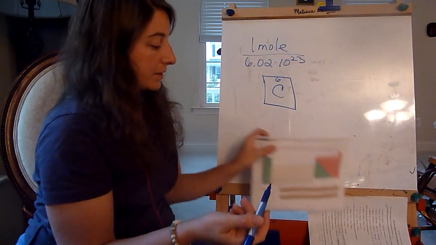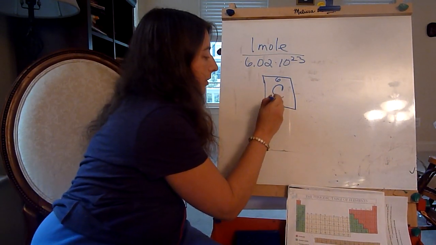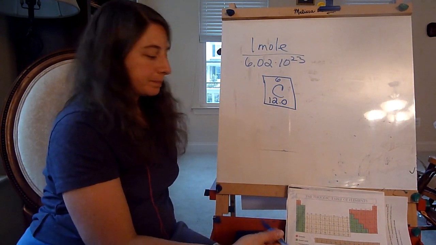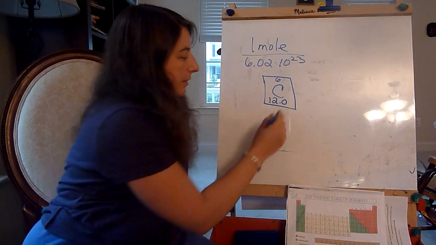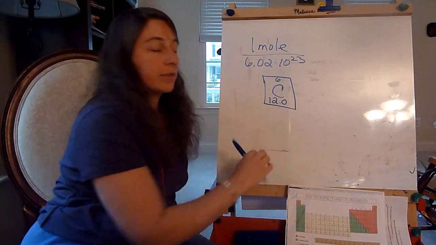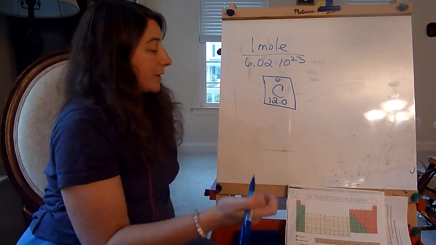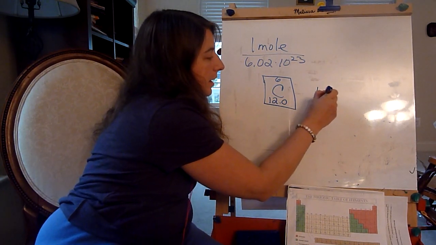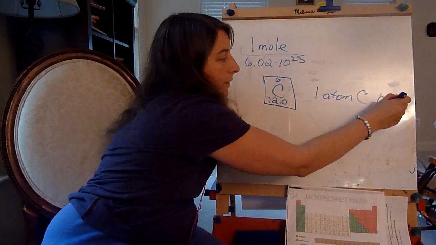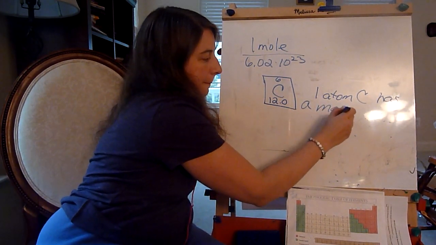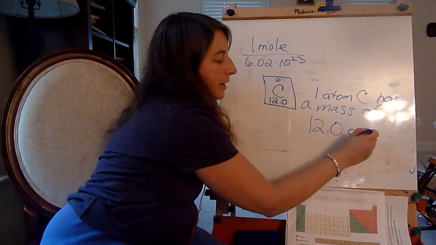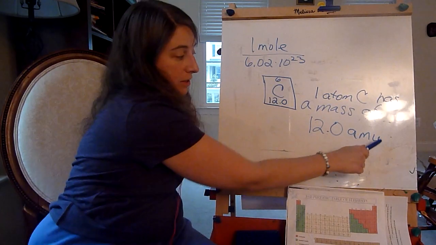Now, this is a number that is an average atomic mass. 12.0 for carbon, but that's only to 3 significant figures. Other periodic tables that you might use in college will have more significant figures in the atomic mass. What that means is that 1 atom of carbon has a mass of 12.0 AMU.